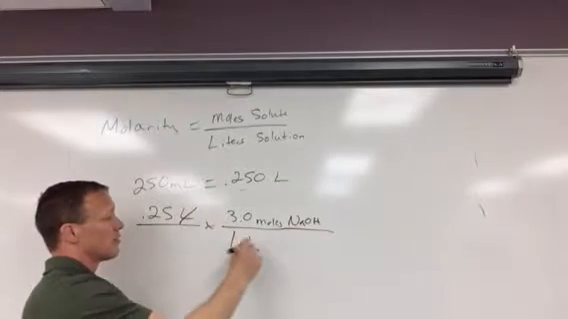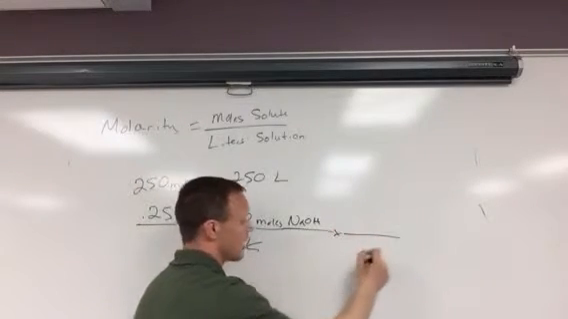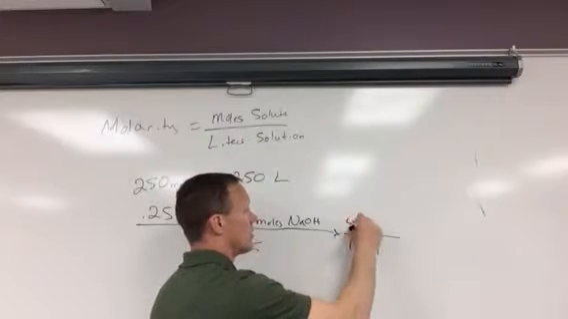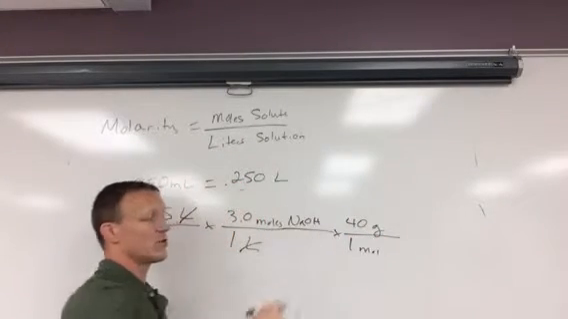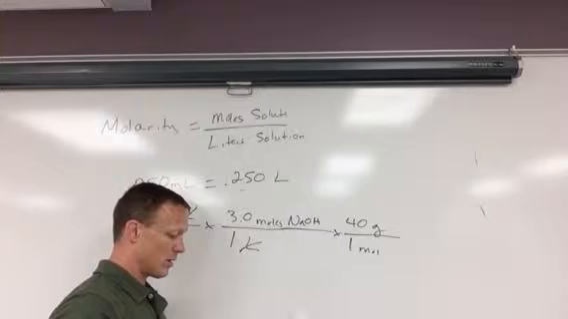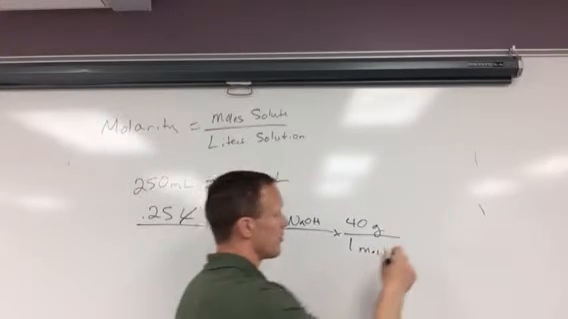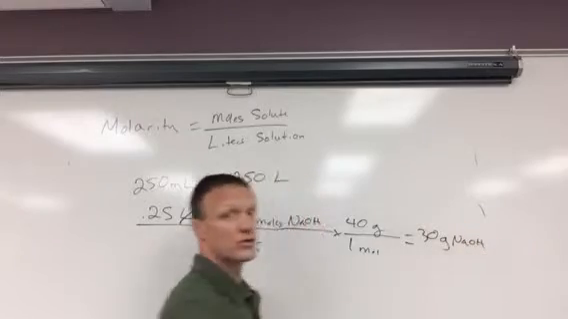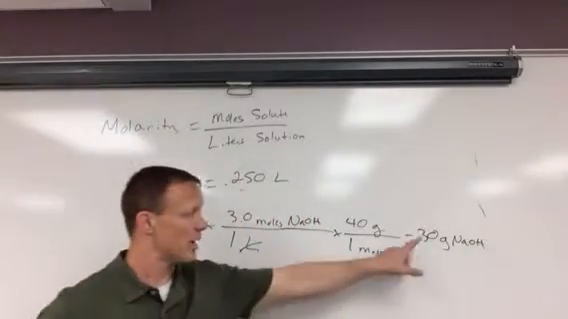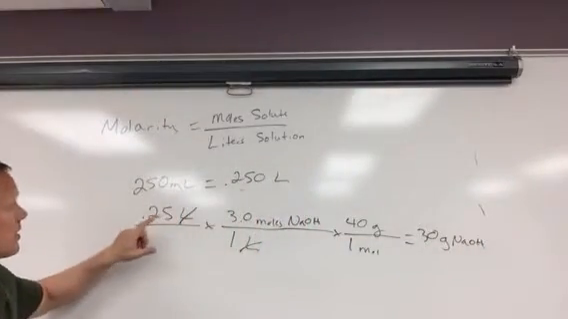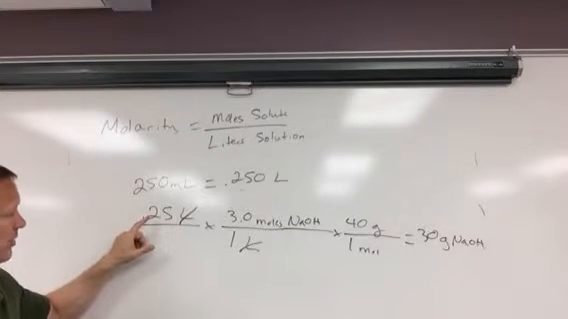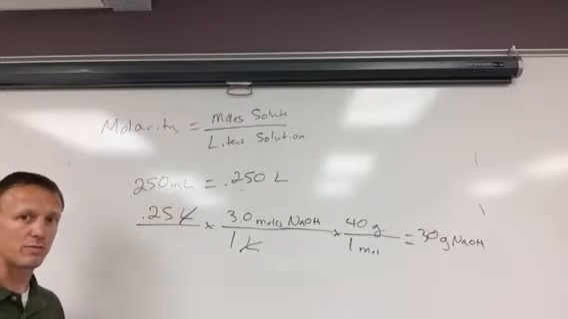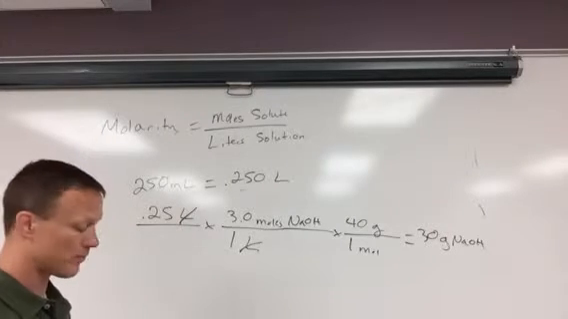So liters and liters cancel. Get this into grams, and for sodium hydroxide, every mole is 40 grams. And you end up with an answer of about 30 grams of NaOH. So I have to dissolve 30 grams of sodium hydroxide in 250 milliliters of water to make a 3 molar solution. The solution would then be 3 molar at that point in time.